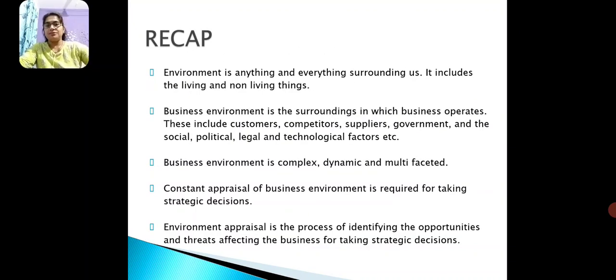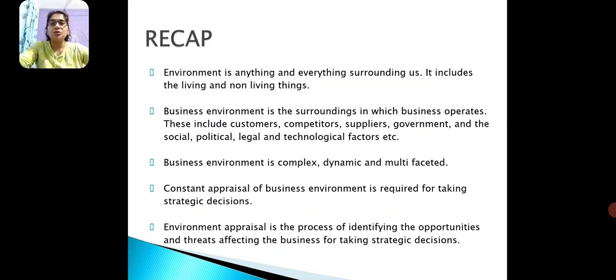Now let us recap what we discussed in this session. We discussed the meaning of environment, which is everything that surrounds us, both living and non-living. When it comes to business environment, the surroundings within which the business operates make the business environment. Of course, this includes customers, employees, government, political, social, technological factors, demography, everything. And business environment is complex, dynamic, multifaceted, and has far-reaching impact.